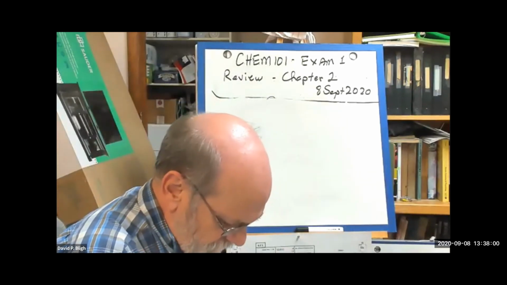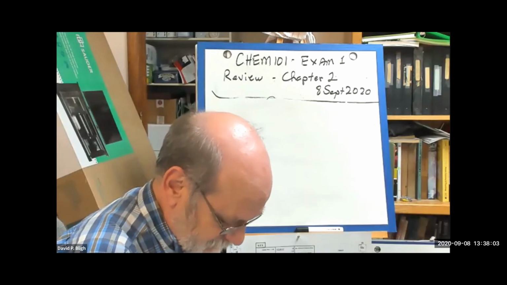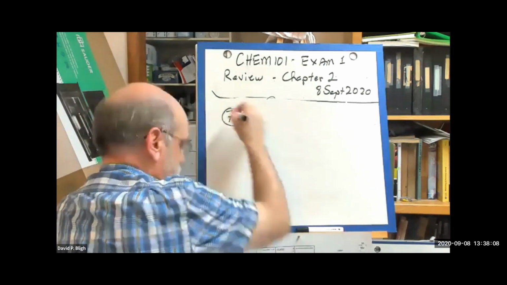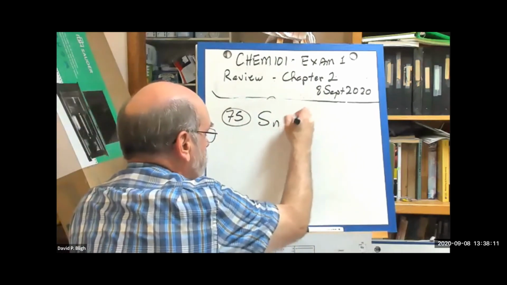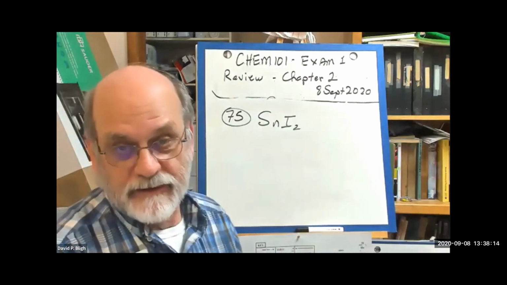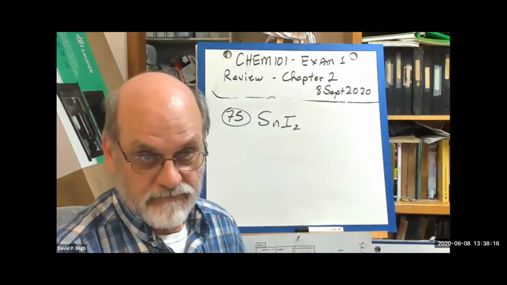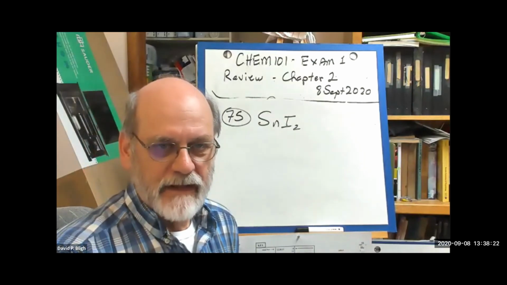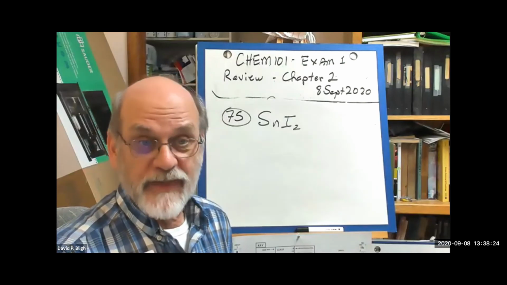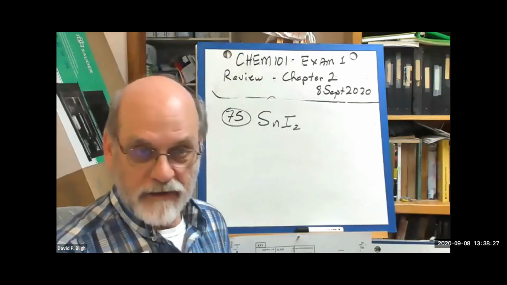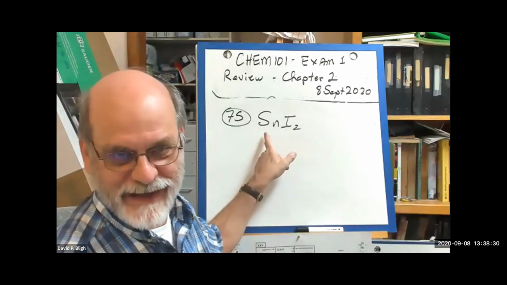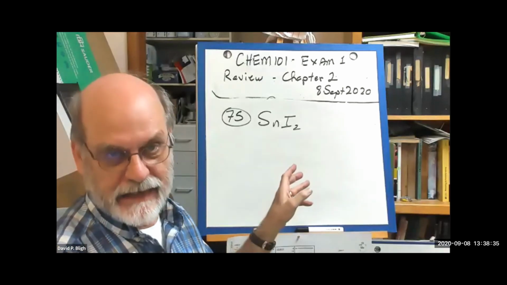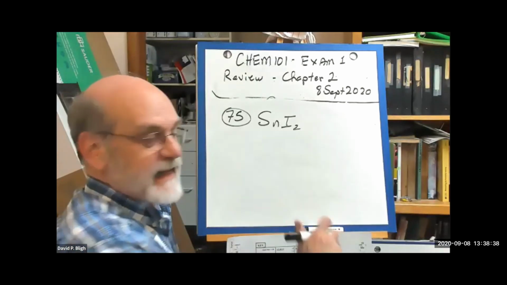Let's see. How about this one? All right, now you've got to memorize your symbols. What is Sn? It's one of those that is derived from the Latin, right? So that's not derived from the English name. Sn is for stannum, tin. Stannum is the Latin for tin.